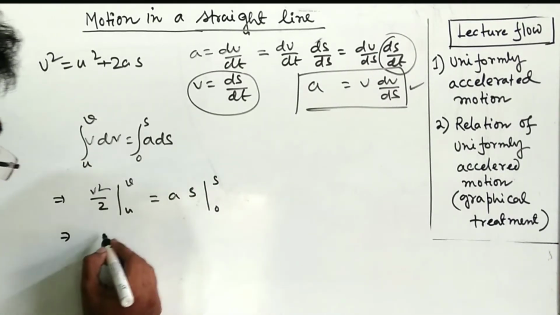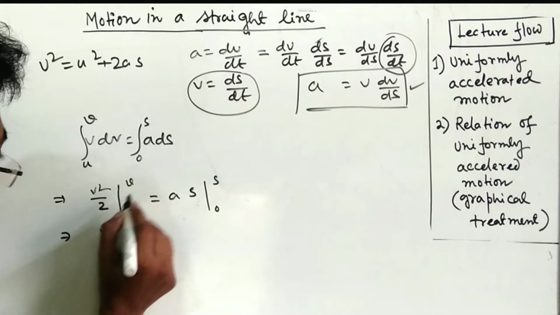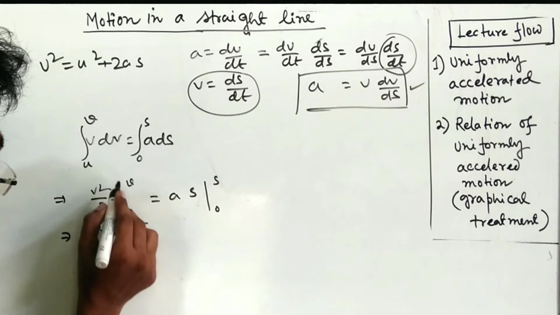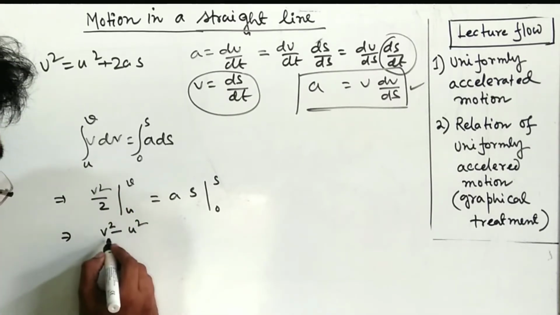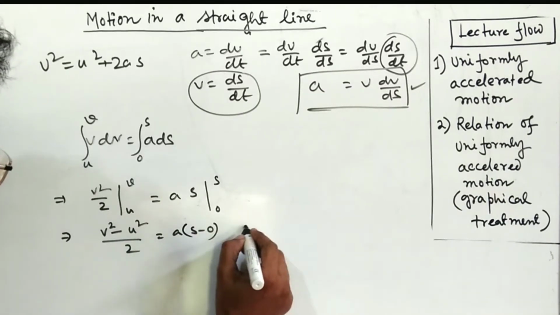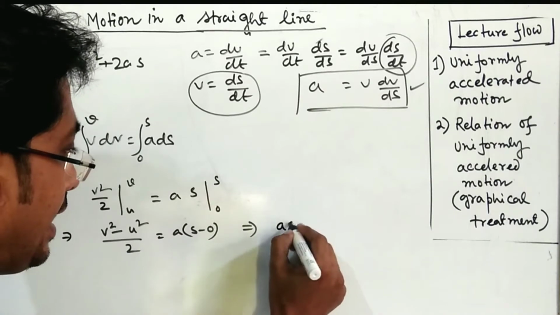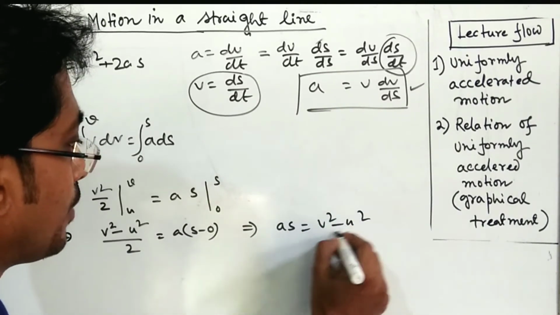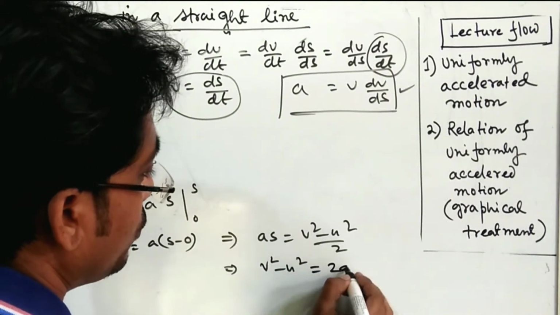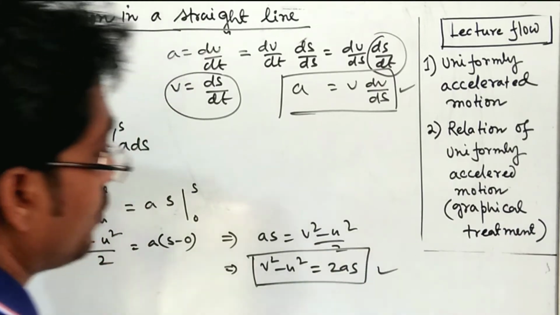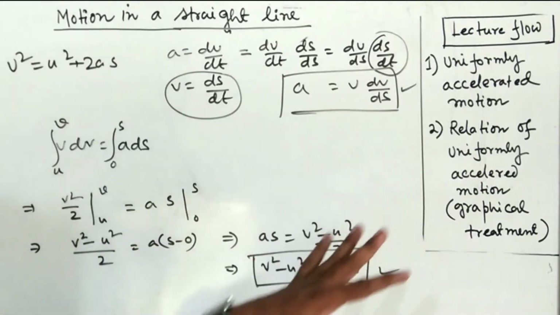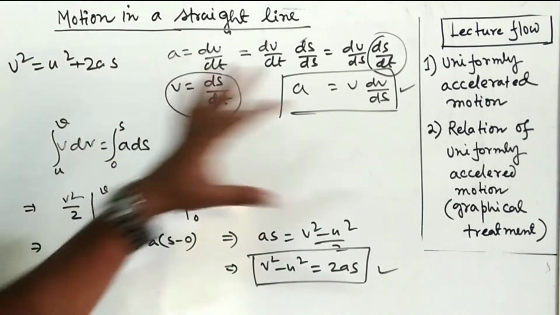So it will be v square, put the upper limit here, minus lower limit, by 2, a times s, upper limit minus lower limit. So it will come out as as is equal to (v square minus u square) by 2. So we can write v square minus u square is equal to 2as. Okay, you got the formula: v square is equal to u square plus 2as. So this formula we have deduced from the calculus method.